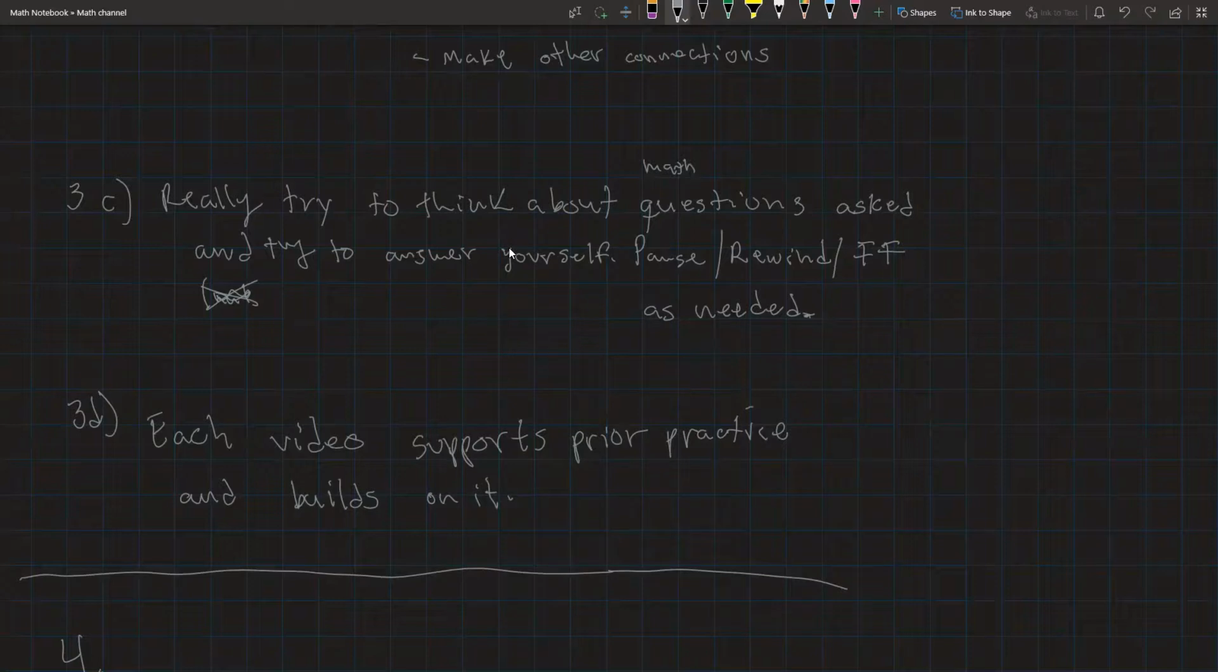Either answer the questions in your head, or take out a piece of paper, and pause, rewind, and fast forward as needed. Like I said, if you're really an experienced mathematician, and you know where I'm going with this, you don't have to watch me do 8 examples of the same thing. You can fast forward. I wouldn't say fast forward to the next video, but fast forward a couple of minutes, maybe 2 or 3 minutes, until you find something that's more intriguing to you, that you probably haven't seen before.